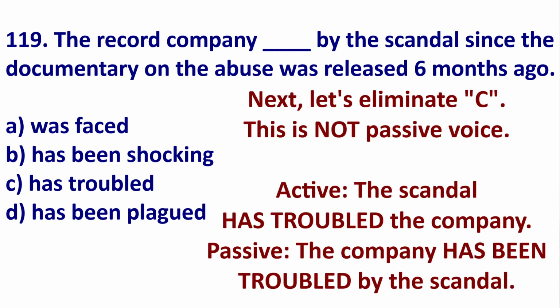So eliminate C, has troubled. This is not passive. This is active voice. For example, the scandal has troubled the company since the documentary. If it's passive, the company has been troubled by the scandal. So we do not have passive voice with has troubled, so remove C.